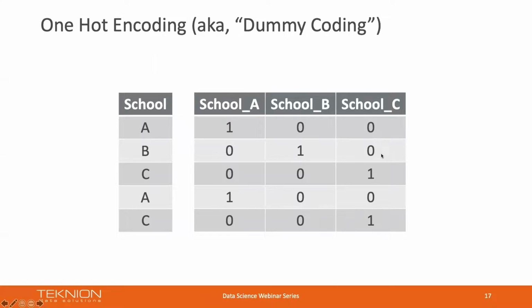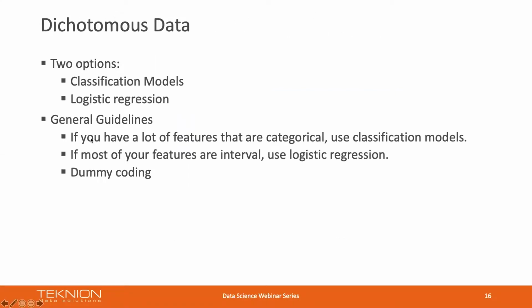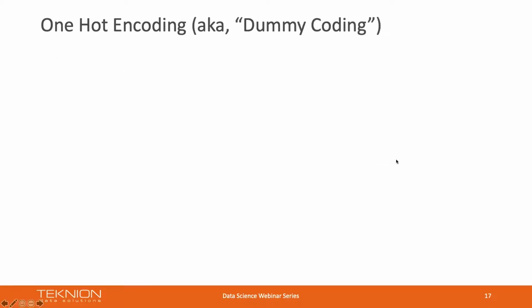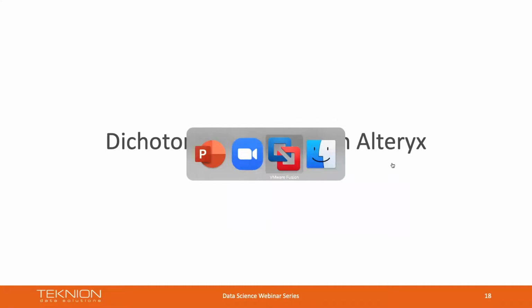So as a general rule of thumb, that's why we said before, if you have a lot of features that are categorical, meaning predictor variables that are categorical, you generally want to use classification models. And if you have a lot of features that are interval, you want to use logistic regression. So there's an example. Let me show you what this looks like inside of Alteryx, and why we would actually be doing this.